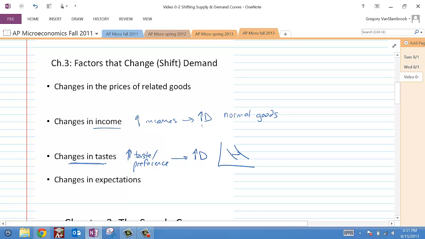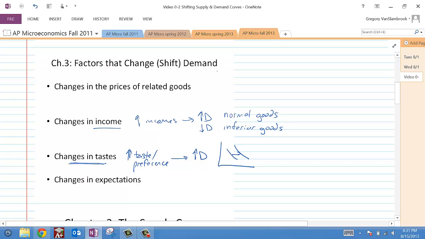There are some goods where if people's incomes go up, the demand for those goods decreases. And examples of those goods would be anything that people tend to buy more of when they're on a tighter budget. Generic items, any number of examples of that. And these are called inferior goods. And these are rarer than normal goods, but they certainly exist. So that's how changes in income tend to shift the demand curve.